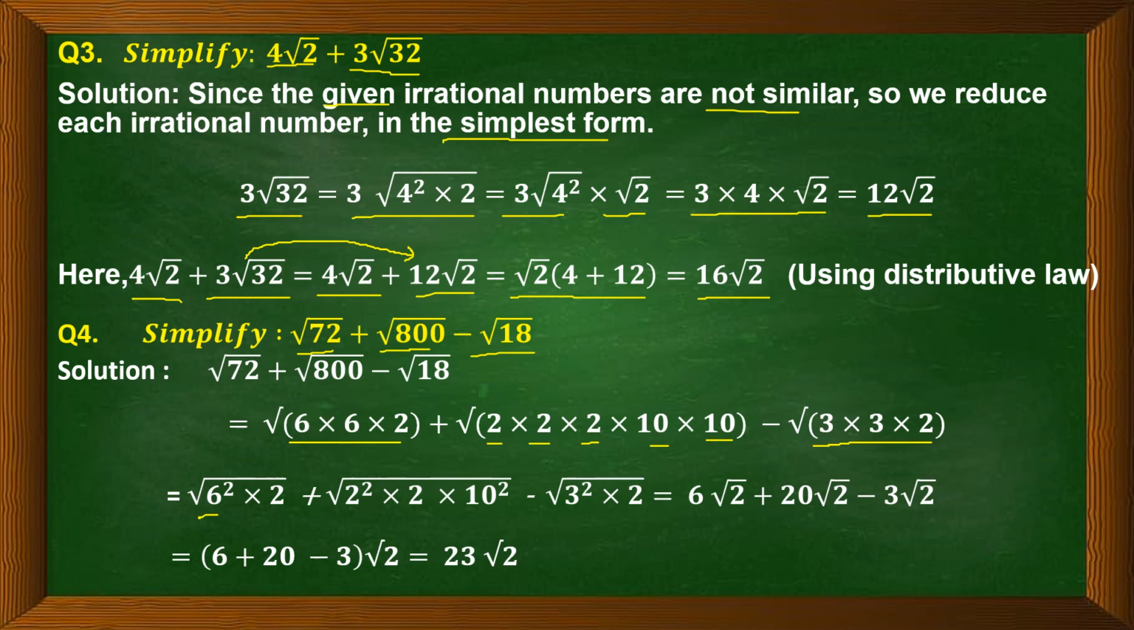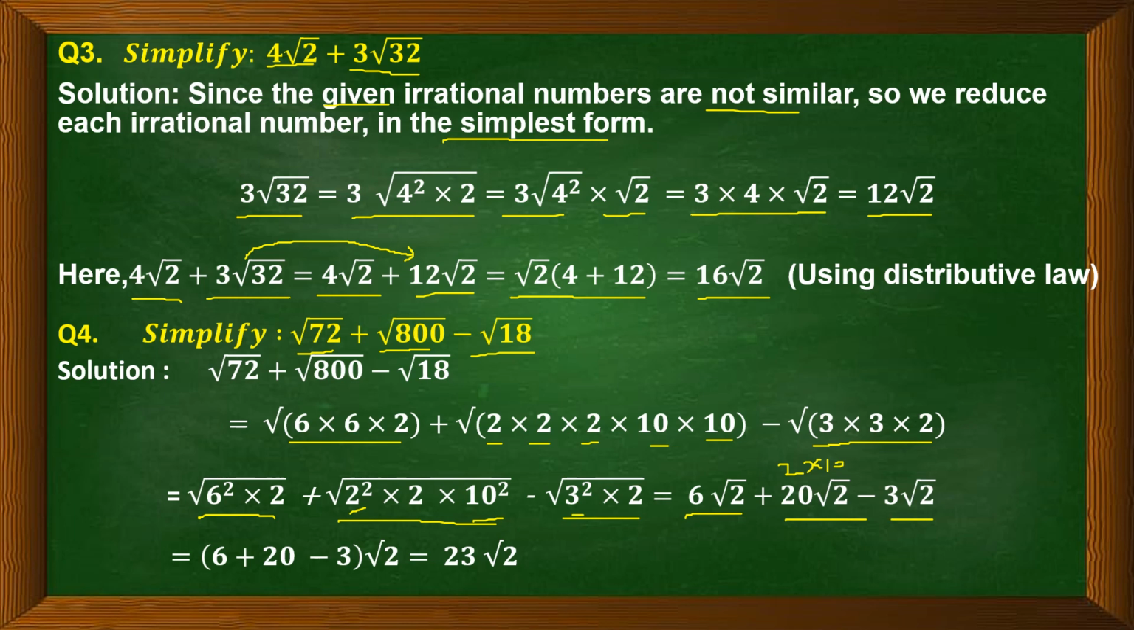So root of 6 square into 2, root of 2 square into 2 into 10 square, root of 3 square into 2. Now whenever we have a root of 6 square or root of 2 square or root of 3 square, we take out one of the factors outside. So here 6 will be taken outside and root 2 as it is. Now here 2 square and 10 square is there, so 2 and 10 both will be taken outside. So 2 into 10 we shall get 20. So 20 root 2, and over here 3 square is there, so we shall take out 3.